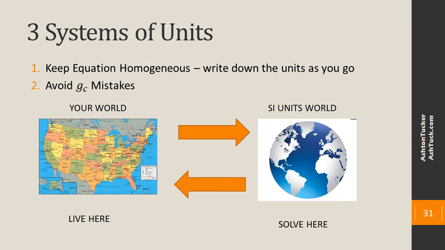So the advice of the day is to 1, keep your equations homogeneous. So always write down the dimensions as you are solving a problem. And 2, if you don't want to worry about the whole G sub c constant of proportionality, then convert your problem into the SI world, solve the problem, then convert your answer back into the world you live in.